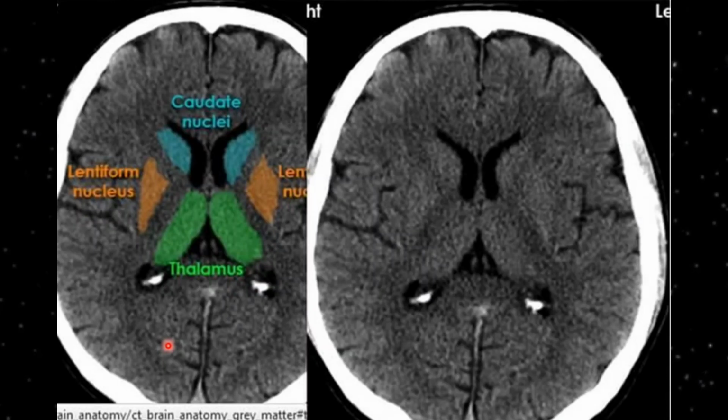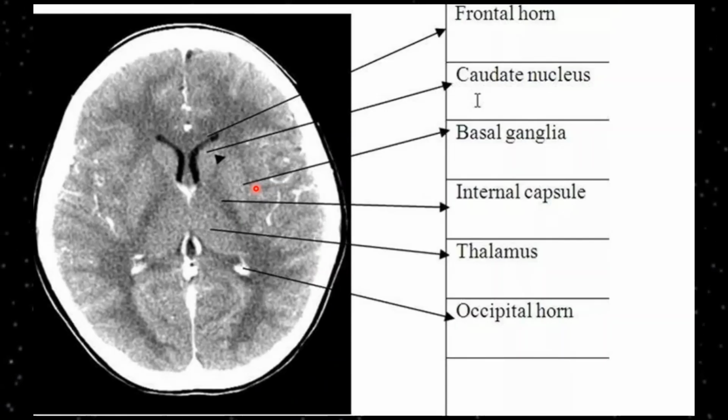This is actually choroid plexus, which appears calcified. On this slide, this would be a sort of repetition, and this is a superior image. Here you can appreciate the frontal horns of the lateral ventricle. The caudate nucleus is visible. The basal ganglia can also be seen, and there is internal capsule quite visible.